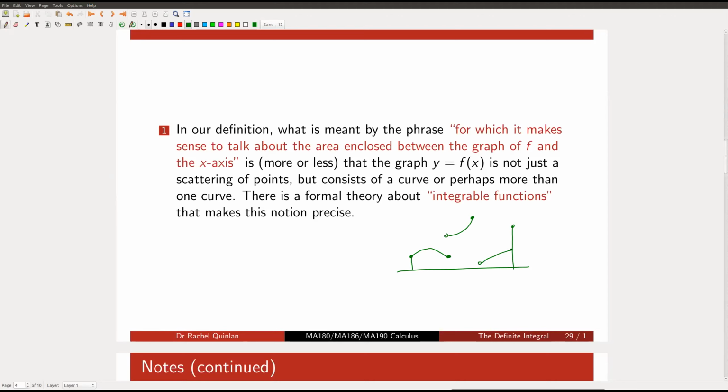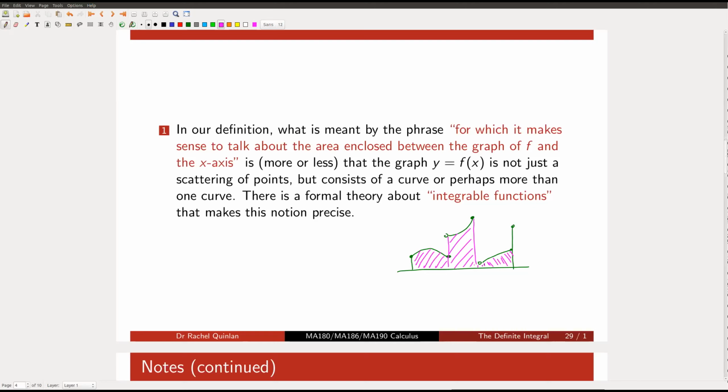That's fine, because in that case, the area enclosed between that graph and the x-axis is okay. It is something that makes sense. That function is not differentiable everywhere. Like I say, it has a couple of discontinuities. It's not continuous everywhere either. But it is what they call integrable, because it still makes sense to talk about the area that's enclosed between its graph and the x-axis.